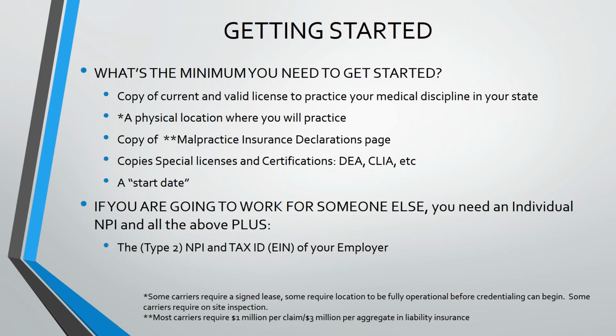Copy of malpractice insurance declarations page. So every entity that does credentialing and contracting needs to know that you have active malpractice coverage. One of the things that you need to know for malpractice coverage, I get the question all the time of how much coverage should I have. 78% of the insurance carriers for credentialing purposes require a minimum of $1 million per claim, $3 million per aggregate in liability insurance. So they want $1 million, $3 million limits.